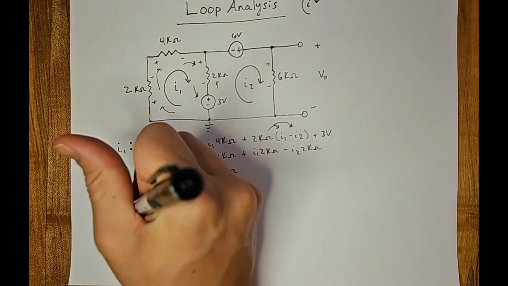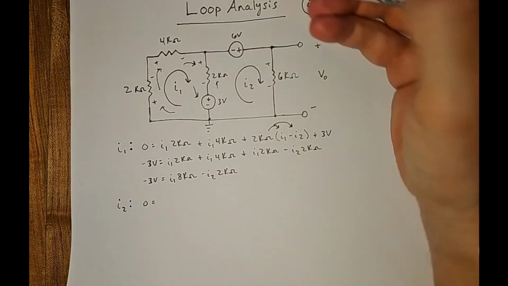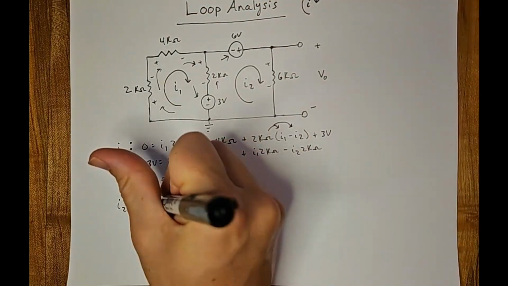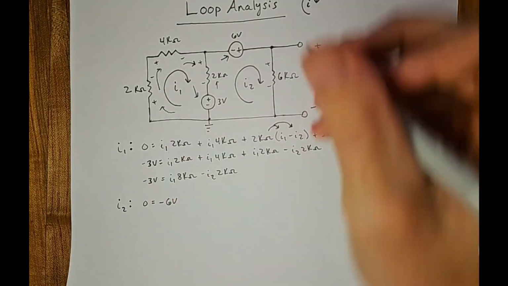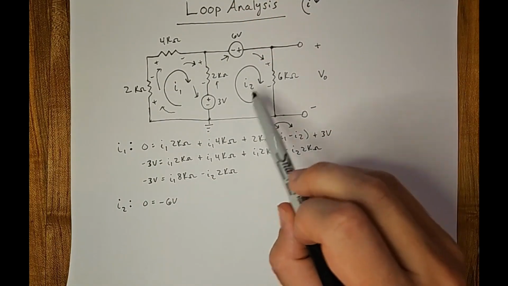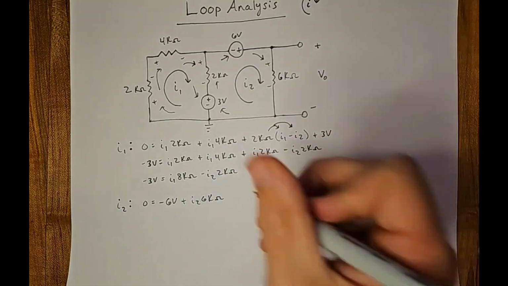Same thing, we're going to start with 0 equals. Now let's start here. We're going to start with this negative 6 volts. Then we're going to come down to this positive 6K ohm resistor, so that'll be I2 times 6K ohm. Then we go up to this negative 3 volt source.